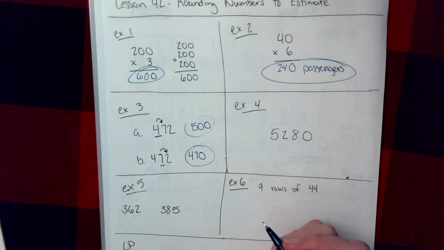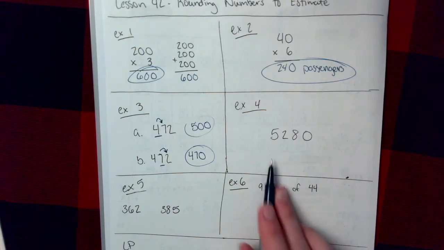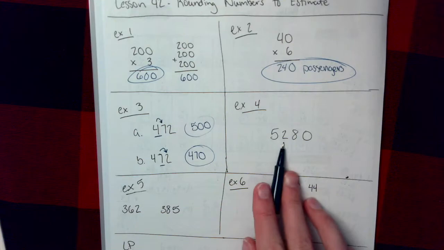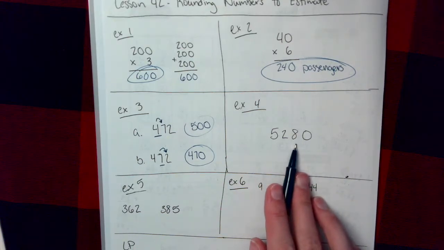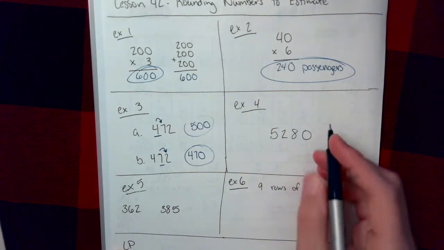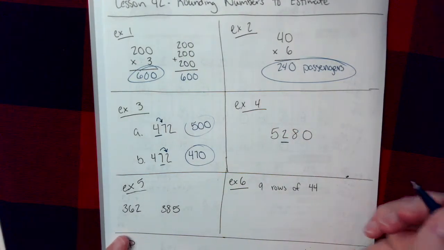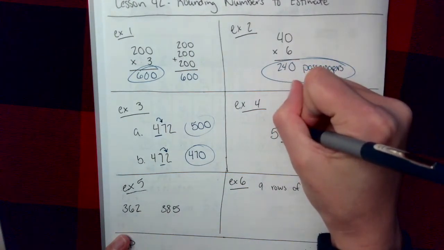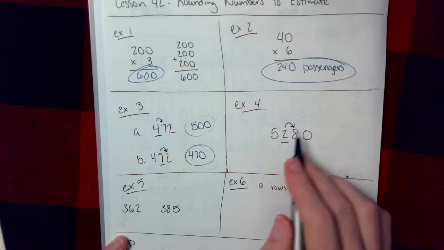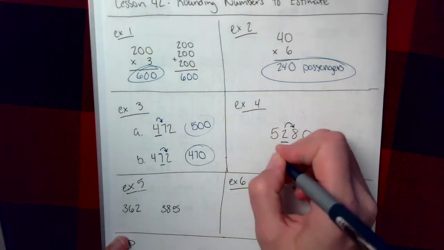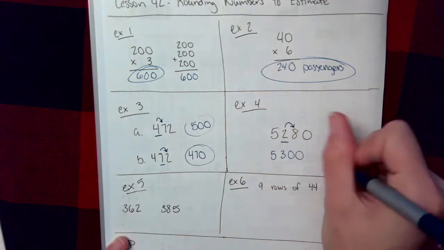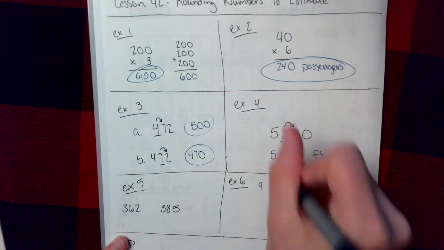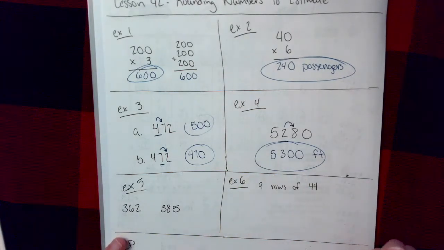Example 4 says Erica lives about 1 mile from school. A mile is 5,280 feet. Round 5,280 feet to the nearest 100. Ones, tens, hundreds. This is our hundreds place. 2 looks at the 8. The 8 says go up one time. So the 5 stays the same. The 2 goes up to a 3, and the rest turn to zeros. So it's rounded to 5,300 feet.